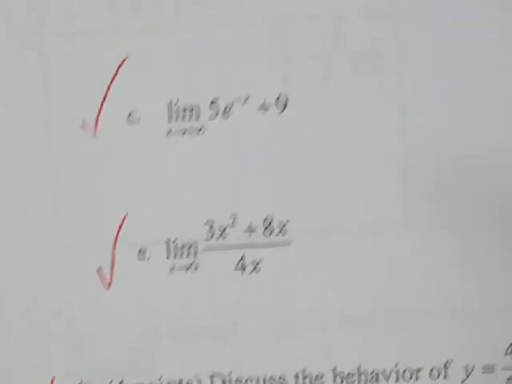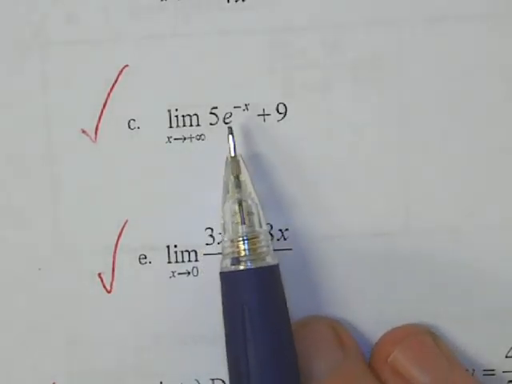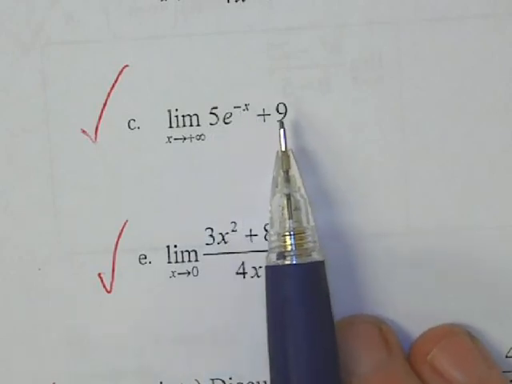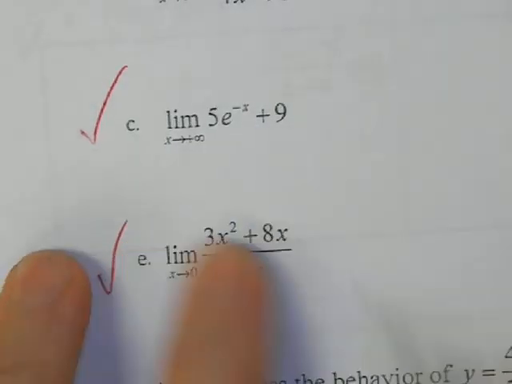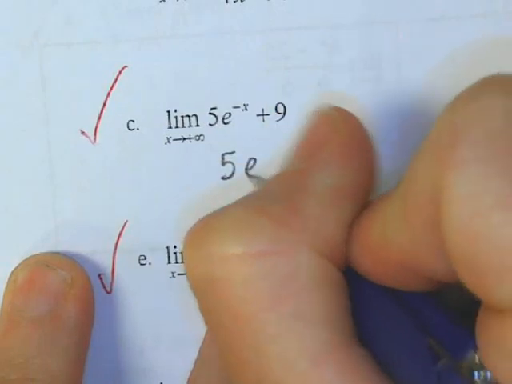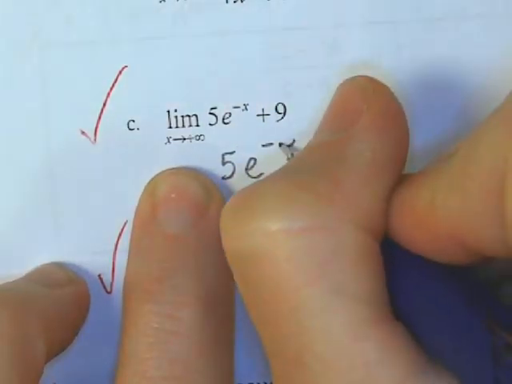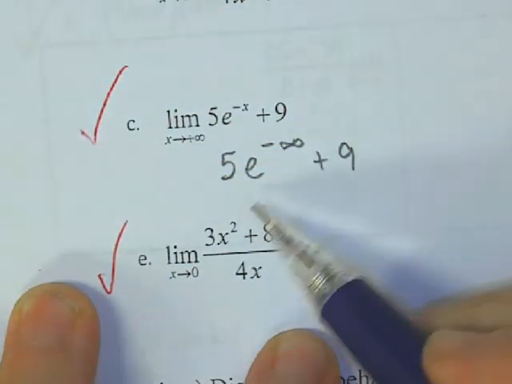Okay. As x approaches positive infinity, what happens to the function 5e to the negative x plus 9? Okay, so we can just substitute in our positive infinity for x. So that would give me 5e to the negative, notice the negative is part of the formula, I put in my positive infinity, plus 9. Okay, e to the negative infinity.